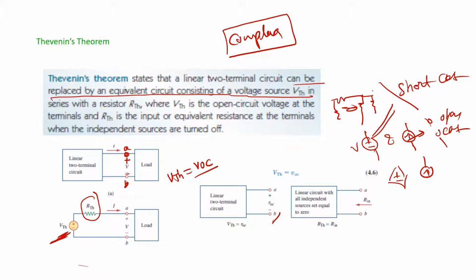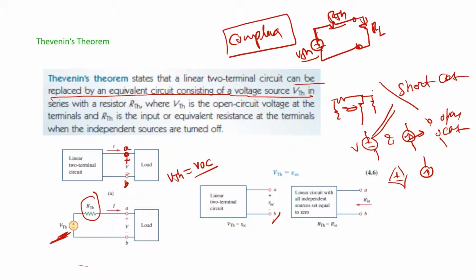Very simple. Any complex circuit is given. What you do is simply replace it with VTH and connect RTH like this, and find what VTH and RTH are. Finally, the resistor which I have removed, you connect it here and find how much current is flowing through that resistor. First you are interested in finding the current flowing through the load resistor.